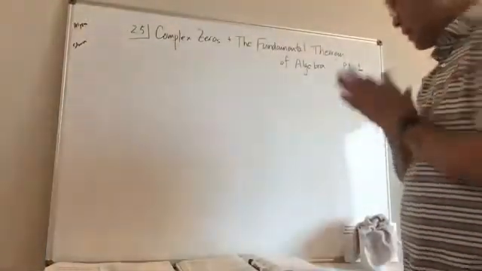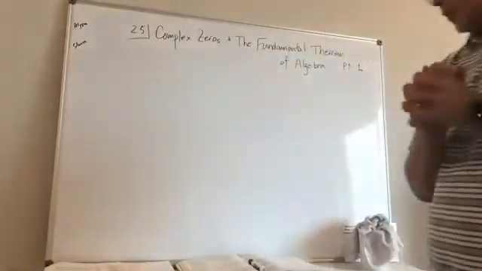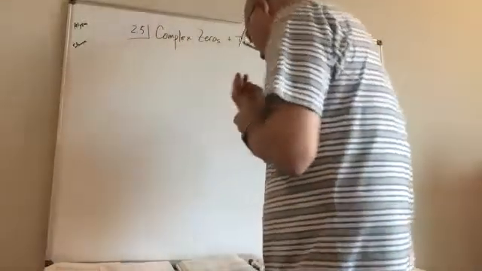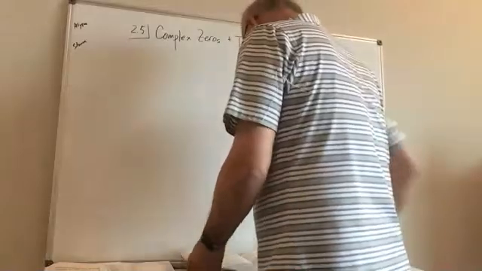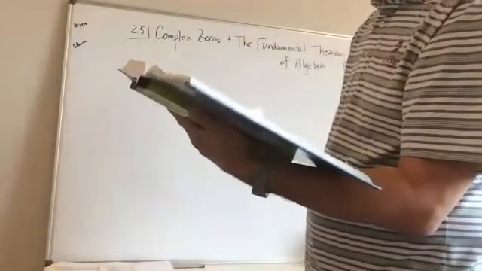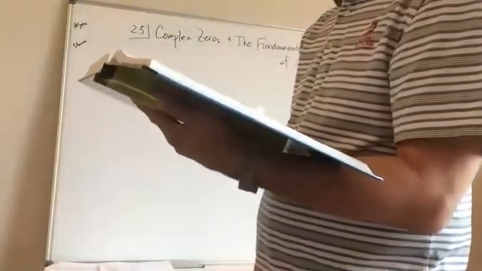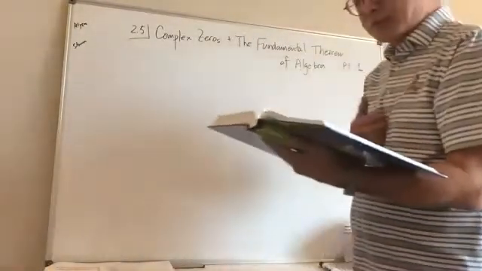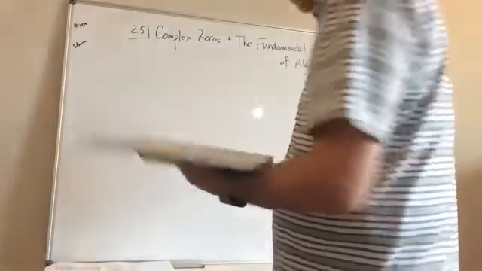So let's get started. All right, so let's talk about the complex zeros and the fundamental theorem of algebra, okay? So let's look at the fundamental theorem of algebra on page 210. In the middle blue box, there is the fundamental theorem of algebra. It says a polynomial function of the degree n has n complex zeros. Some of these are real, some of them are not, okay? Some of these zeros may be repeated, okay?